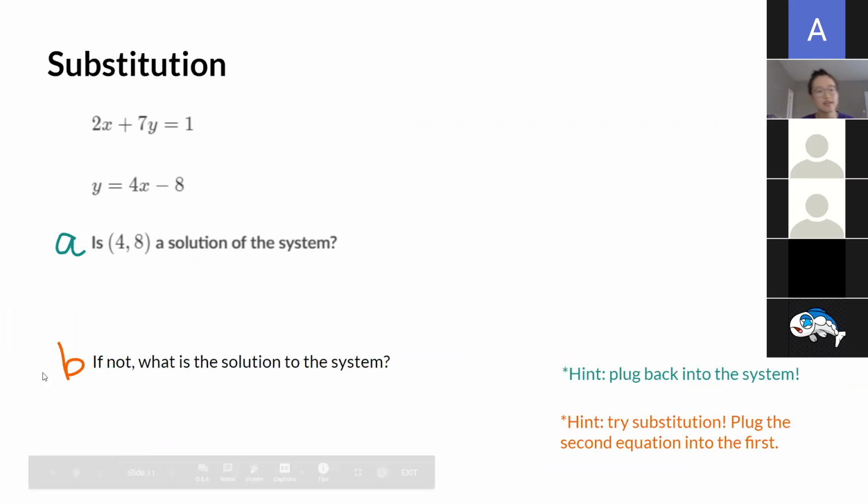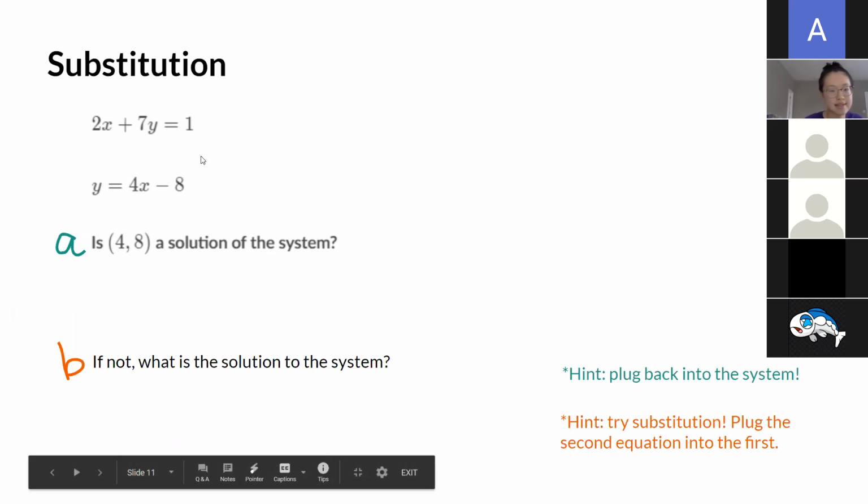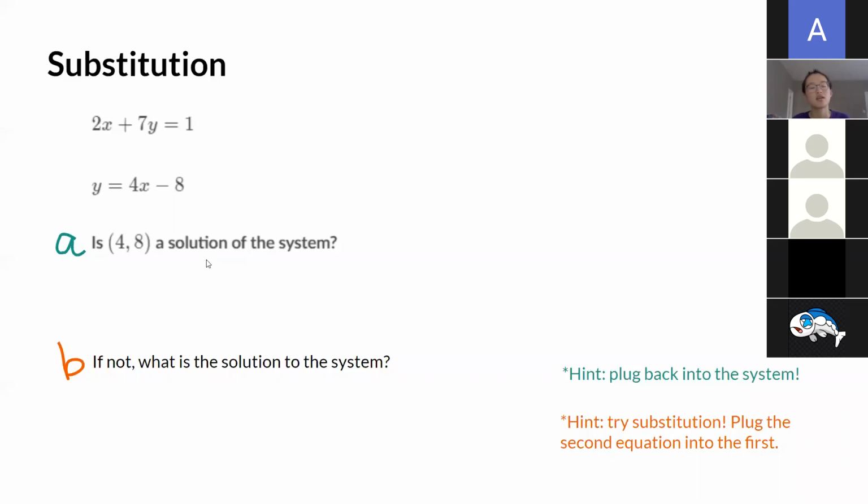So now we're going to continue doing some substitution. You can see that you have your system here, 2x plus 7y equals 1, y equals 4x minus 8. For this question, they actually give you a solution to this system. You have to check whether that's the right solution or the wrong solution, and if it's not the right solution, you have to find the actual solution. Does anybody have any ideas to solve this? If not, you can look at the lower right-hand corner.